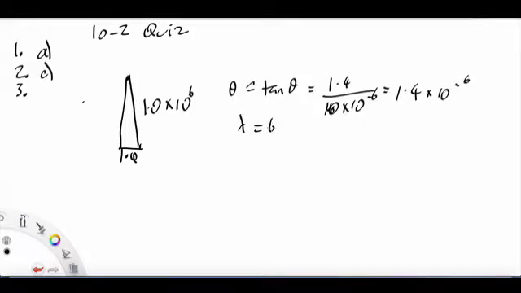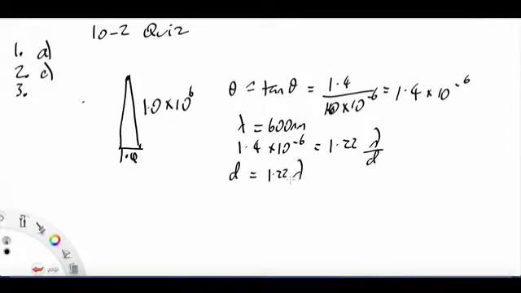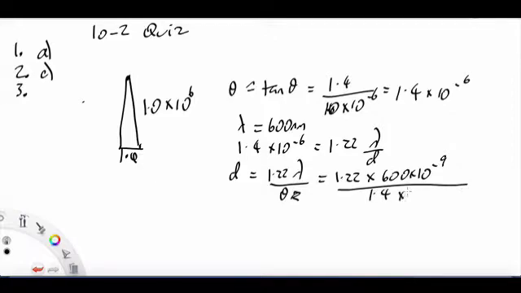Now we have lambda is 600 nanometers. So we have 1.4 by 10 to the minus 6, this is our criterion, is 1.22 lambda over d. So that means d is 1.22 lambda over theta r, which is 1.22 by 600 by 10 to the minus 9 over 1.4 by 10 to the minus 6, which is 0.52 meters. So at the end of all of that, the answer is E.